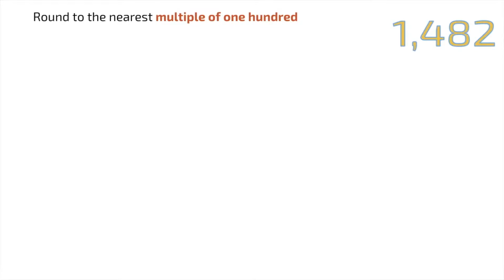So I'm gonna underline everything up to the hundreds place. Boom, up to the hundreds place. I don't need this 1,000 right now, so I'm gonna go ahead and hide that. Just cover it up for now. 482. Now, I'm doing multiples of hundreds this time.